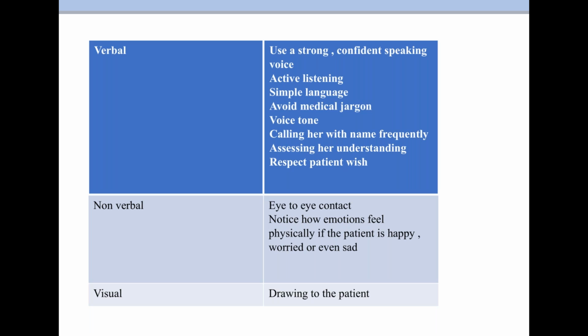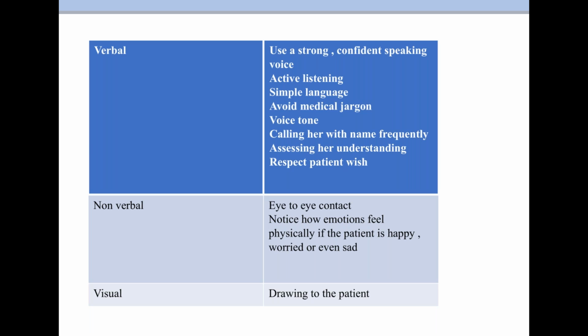And the last thing is to respect the patient's wishes. What does this mean? The patient coming today has a previous C-section and is coming to request another C-section. She doesn't want to try a VBAC.